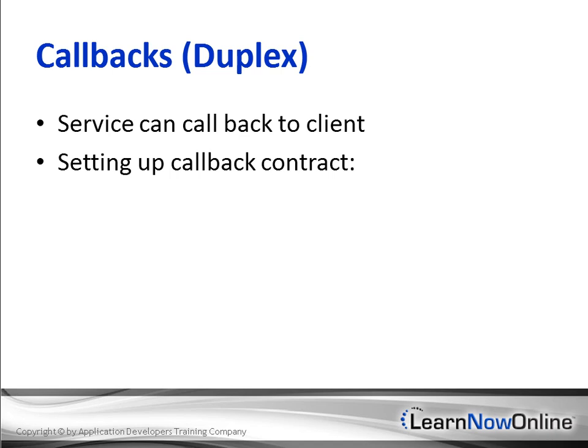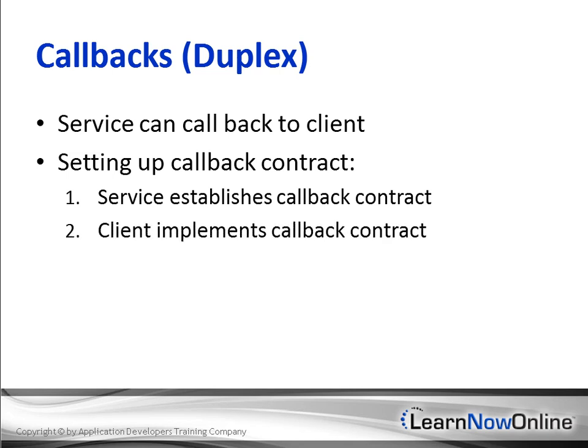Here's how you would set up the callback contract. First, the service will establish the callback contract. Essentially, it creates an interface and says, when I call you back, I'm going to use this interface. So that really means that the client has to implement that interface, and when it calls a service it will configure its proxy so that it lets the service know what it can call back to.